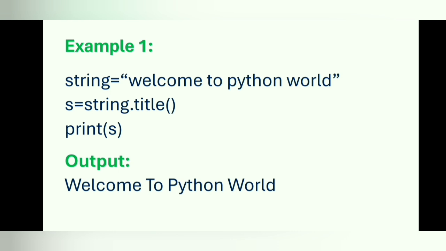The Python string title method returns a new string where the first letter of each word is uppercase and all others are lowercase.